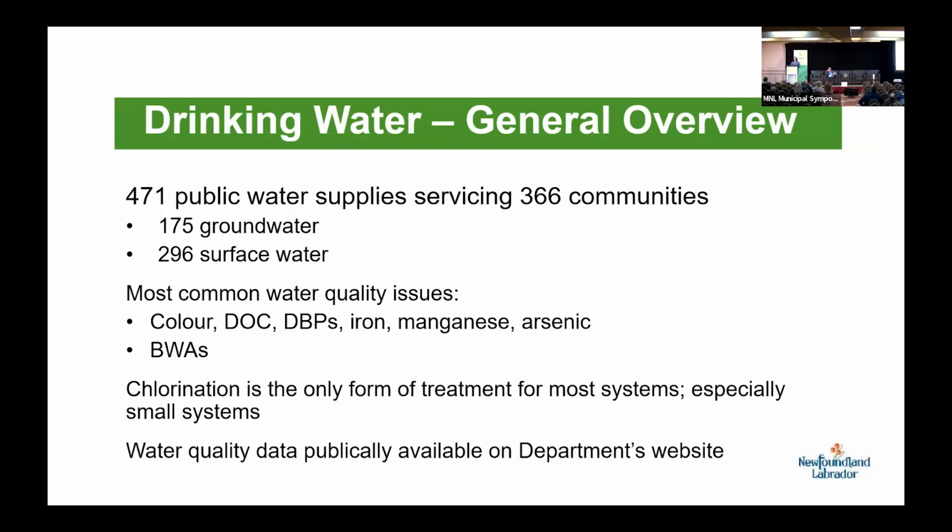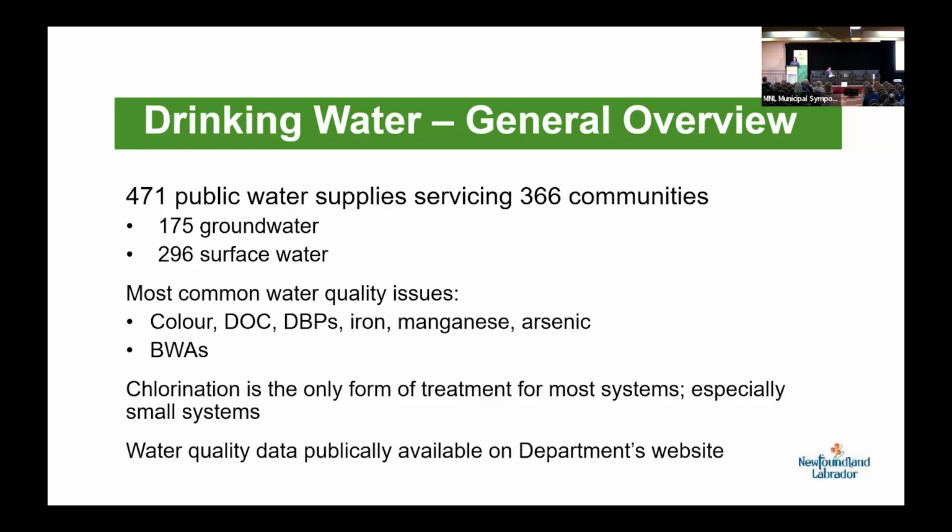So just a bit of overview on what we face here in the province with drinking water systems. We've got about 471 public water supplies. Those are water supplies that are owned and operated by a municipality or a local service district. They're servicing about 366 communities throughout the province. Of those, almost 300 of them are surface water supplies.